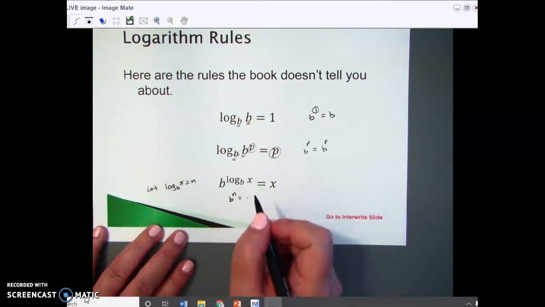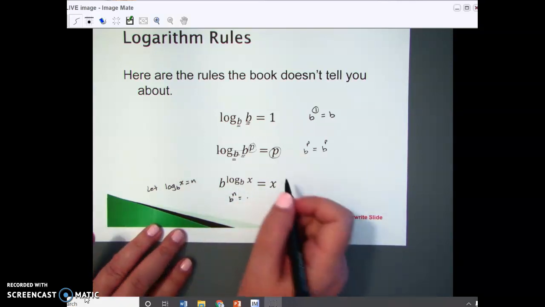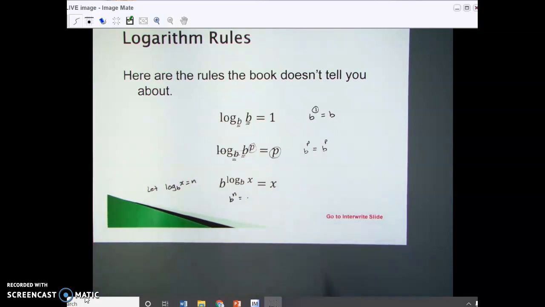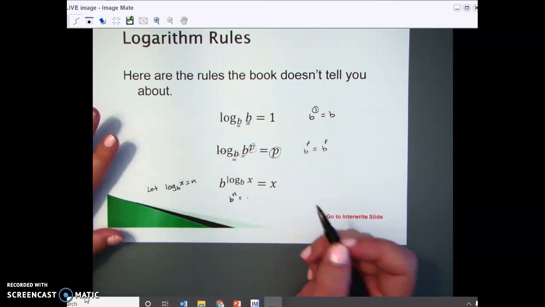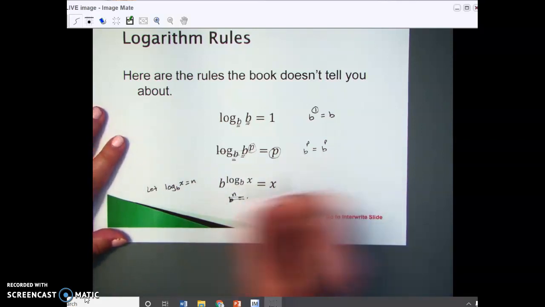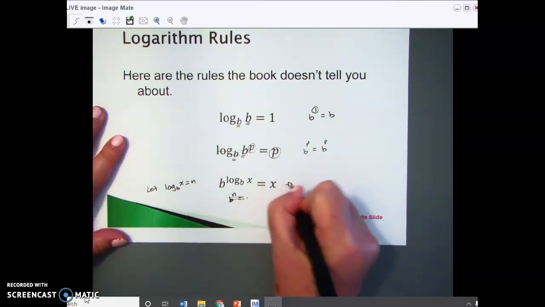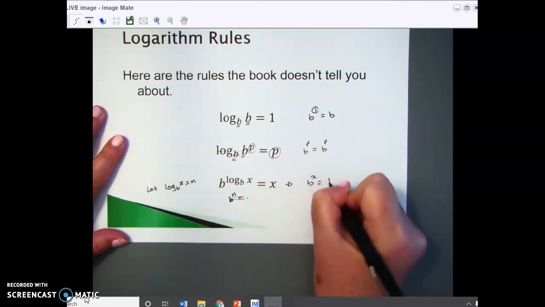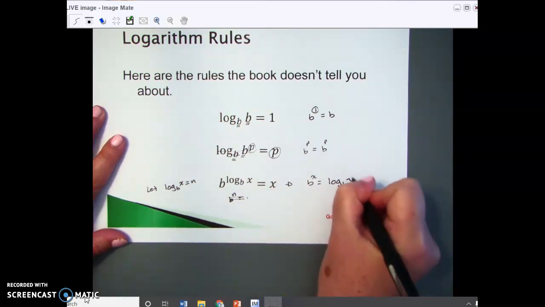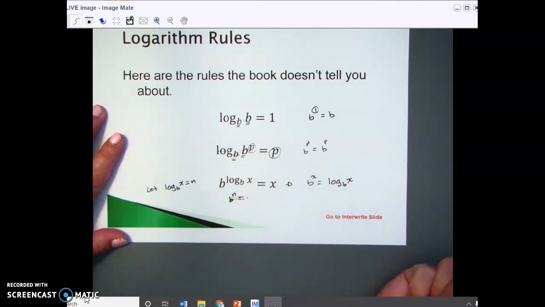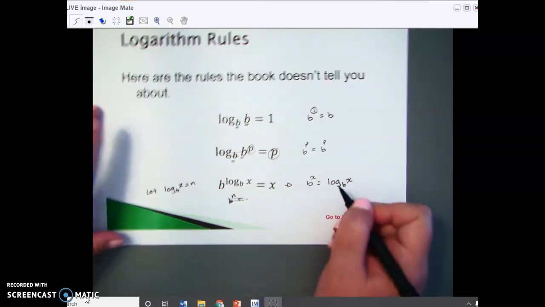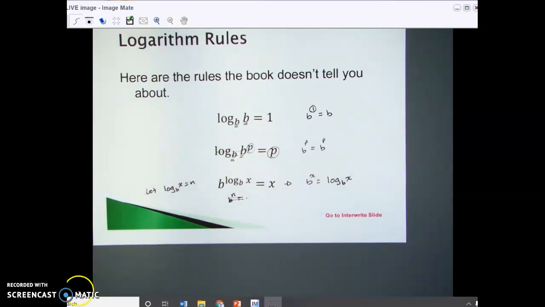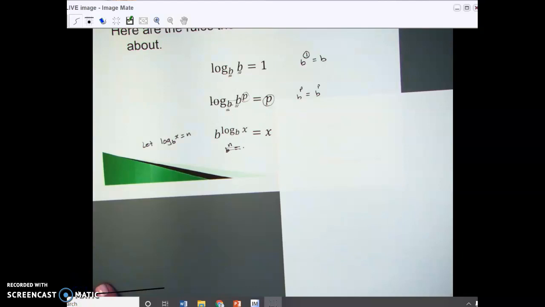Let me see what I'm trying to say. Well, this is just not my day today. So we're saying that b to the x power is equal to the log base b of x, correct? All right, so that was a whole bunch of craziness.